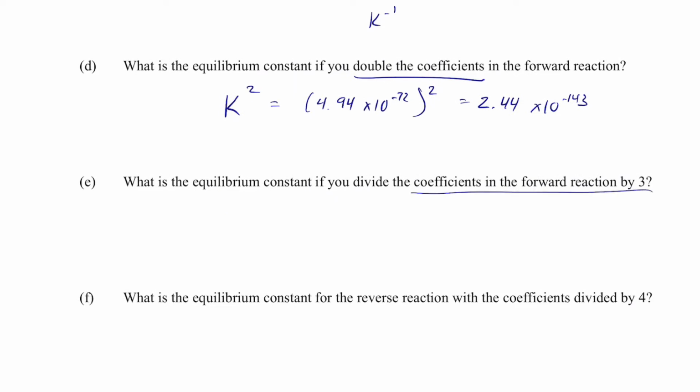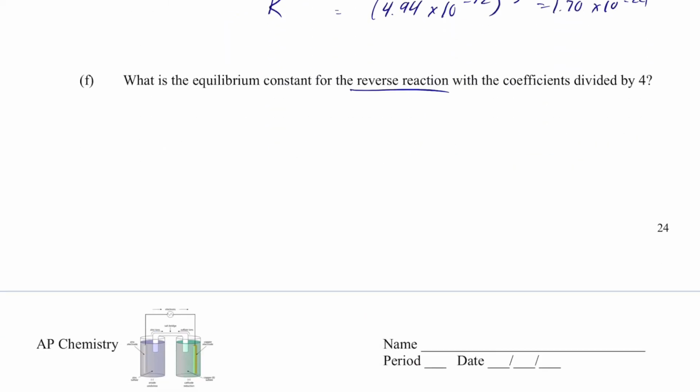We divide the coefficients of the forward reaction, so it's still just K, not 1 over K, but we divide them by 3, so it'll be K to the 1/3 power, which equals 4.94 times 10 to the negative 72nd to the 1/3 power, which is 1.70 times 10 to the minus 24th. Here we have the reverse reaction, so that's 1 over K, or K to the negative some power. We divide our coefficient by 4, and so what we get is 6.71 times 10 to the 17th power.